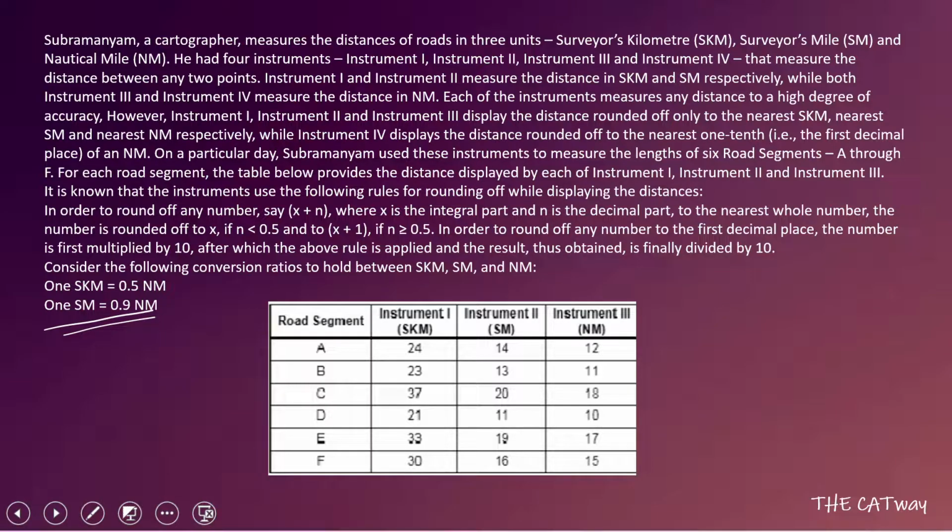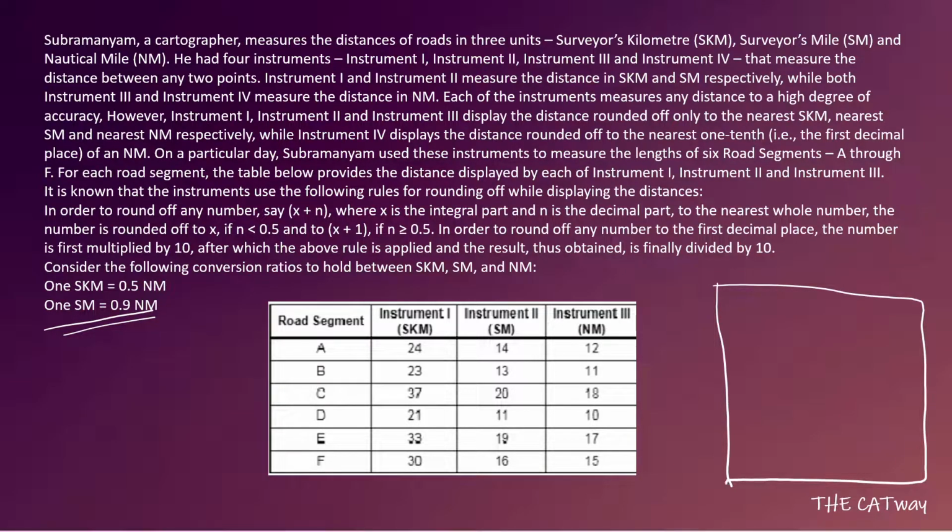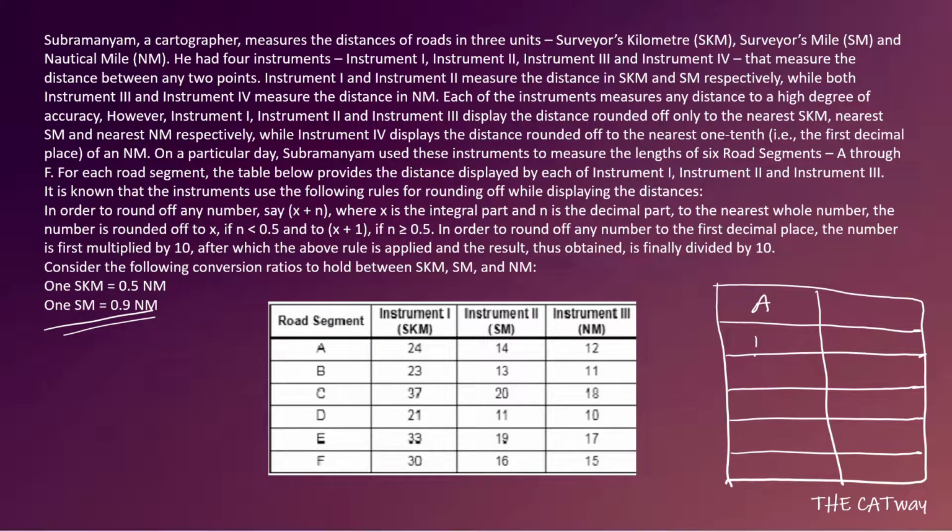Let's make it here only. So this is what a table would look like after it is made. A, B, C, D, E, F. Now we have been given the distances in the three different instruments, and now we have to find out the instrument 4 distance. I will explain to you how to find the distances for A and B, and the rest you can find out using the same method.